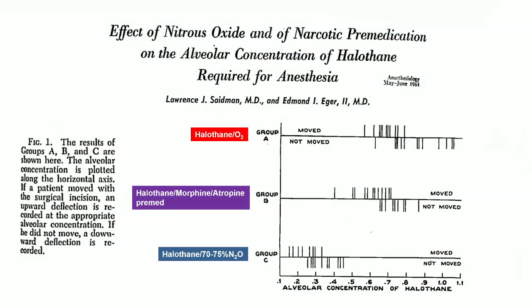And here are the results. So we have 3 groups: halothane and oxygen, halothane with pre-medication of morphine, and halothane with nitrous oxide. And on this legendary chart, we can see these 3 groups, A, B, and C. On the bottom line, on the x-axis, we have the alveolar end-tidal concentration of halothane ranging from 0.1 to 1.1%. Any upward deflection means the patient moved. Any downward deflection means the patient didn't move. And you can see as the concentration goes further to the right, fewer patients moved.